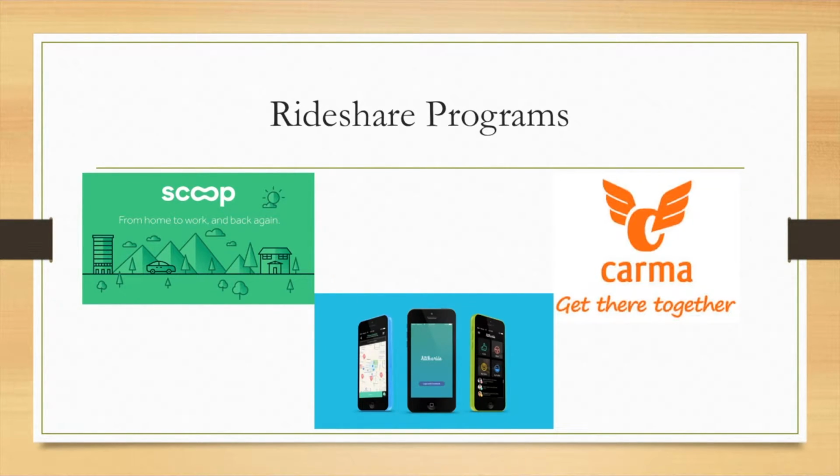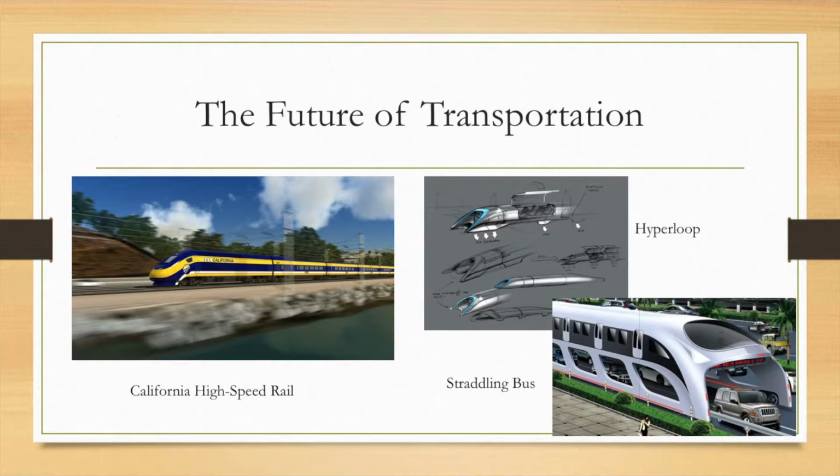I personally have a coworker who uses this app Scoop, and every day he just goes on the app and coordinates with another driver who's going from San Jose to Milpitas to hitch a ride with. And I think he spends only about $2 to catch a ride.